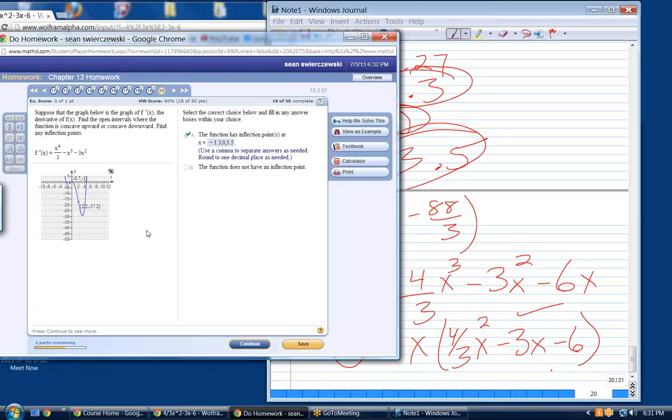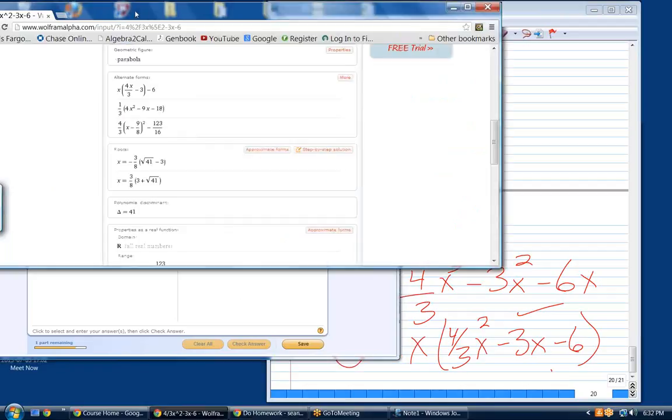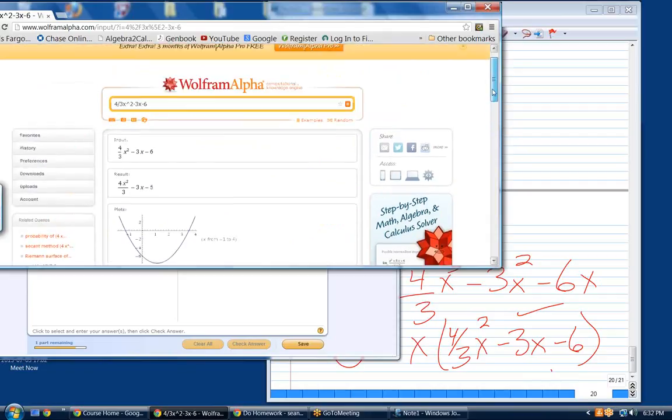There's 2 more parts to this question. Oh, continue. Excuse me. The function is concave up on what interval? Well, it's concave up when the second derivative is positive. Right? That's the rule. When the second derivative is positive, it's concave up.